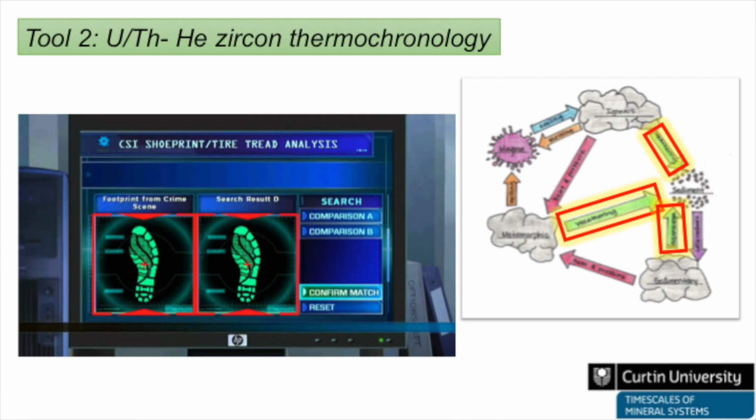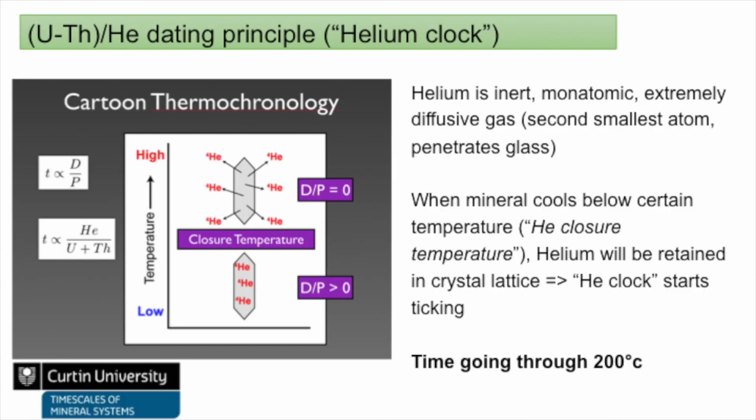Okay, very quickly onto our next tool. Our next tool here stands for uranium, thorium, helium, and this is a bit of a different tool. It tells us about these uplift processes, before and during production of sediment. So our material is getting moved up through the crust. So the way this works, it's kind of cool. Our little crystal here, our little zircon, at high temperature is losing helium.